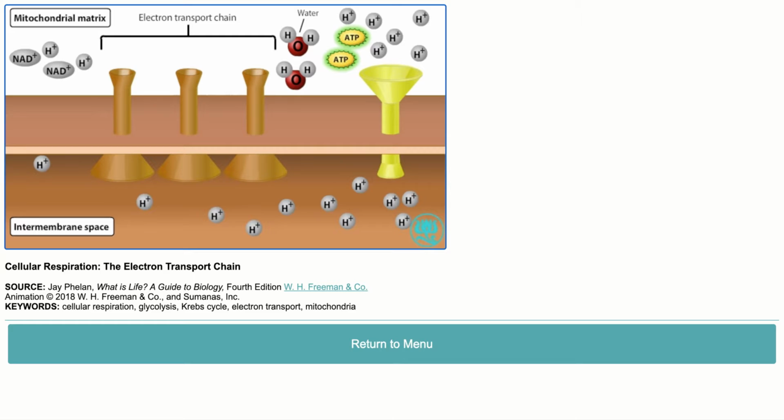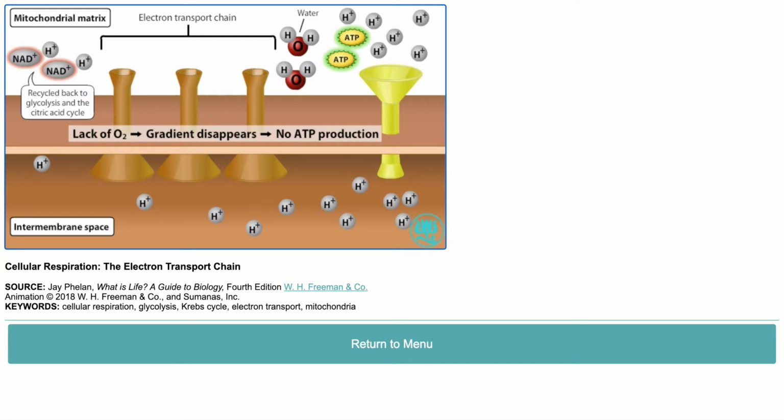If the electron transport chain stops for any reason, such as a lack of oxygen to capture electrons at the end of the chain, the gradient will quickly disappear, turning off ATP production. The NAD+ molecules left over from the electron transport chain are later recycled back to glycolysis and the citric acid cycle, where they will capture more high-energy electrons from food molecules.